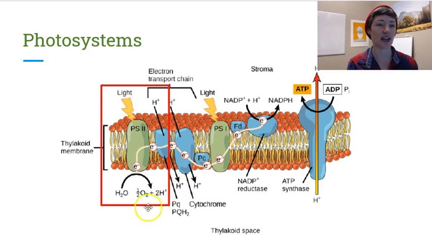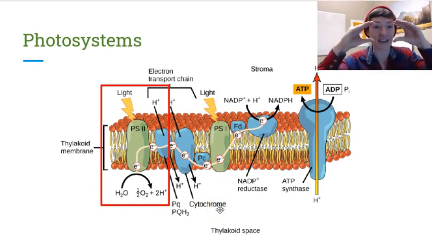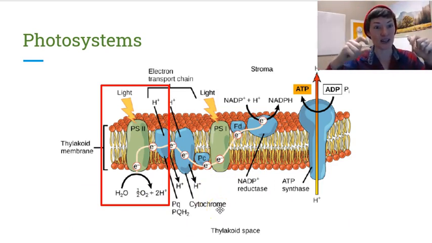Why do these hydrogen ions matter? What do you know about hydrogen ions? Thinking about this week's lab and pH. pH is a measure of concentration of hydrogen ions. So as we build up hydrogen ions in this tiny little space, we are lowering the pH, confusingly, and making a more acidic environment.